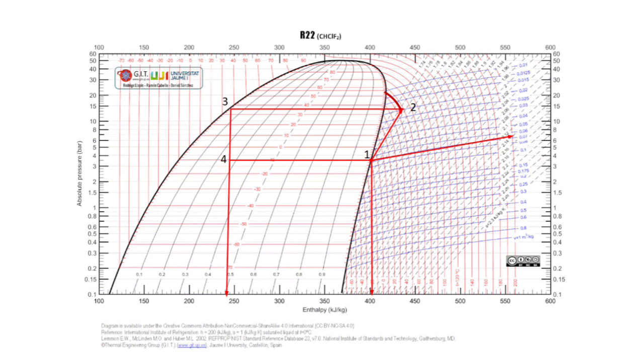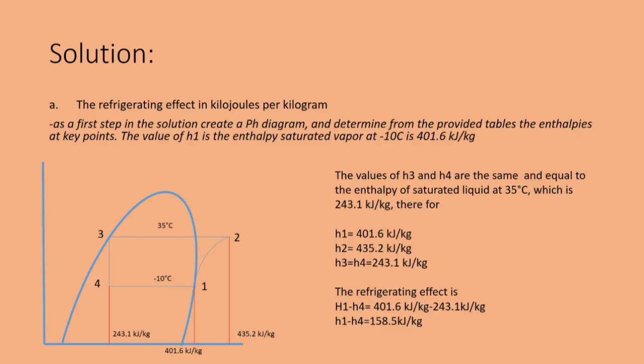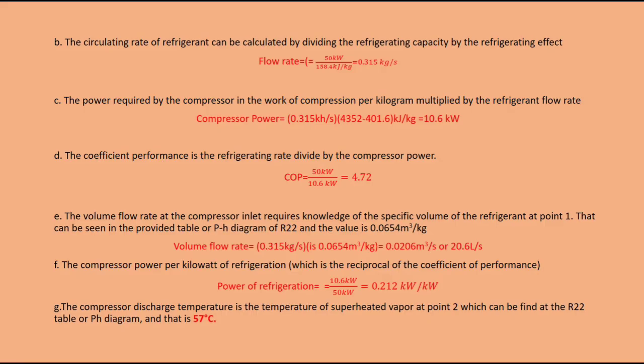This is a sample of the PH diagram for refrigerant 22. There are given values in the problem, and what I did is I plotted them to get the enthalpy from the given temperature. Since there is an available PH diagram of refrigerant 22, we already have the values of enthalpies, and we can now solve for the refrigerating effect. Please do note that, as I mentioned, in some instances there are also tables that can provide you the values of enthalpies.